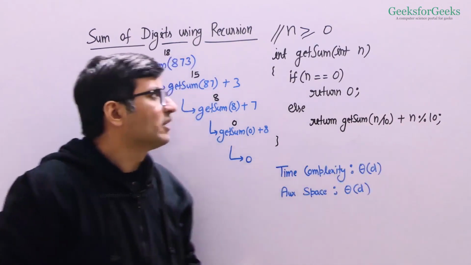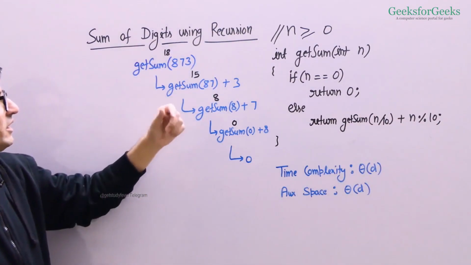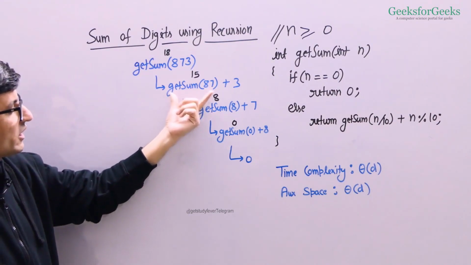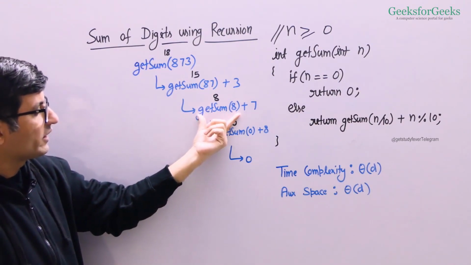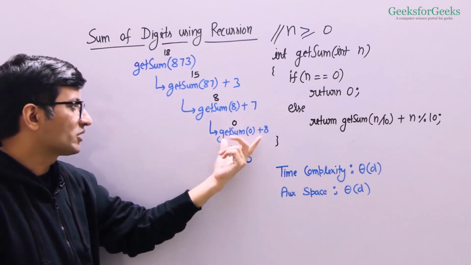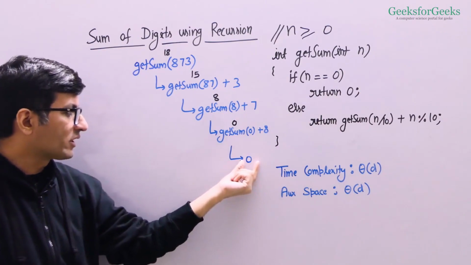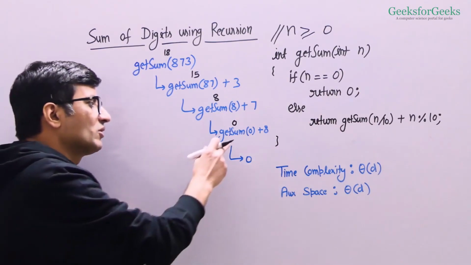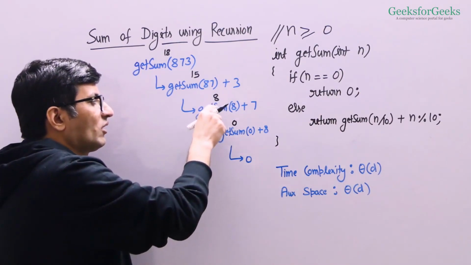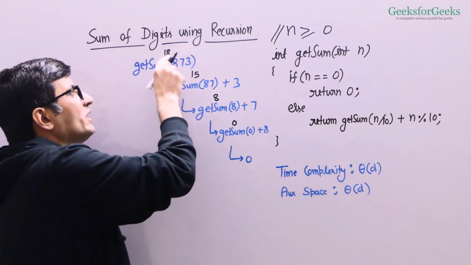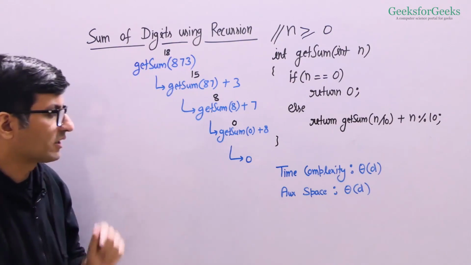So if you're calling it for 873, it's going to make a recursive call for 87, and then this 87 is going to make a recursive call for 8, and this 8 is going to make a recursive call for 0. And this 0 recursive call is going to fall into the base case and it's going to return 0. So when it returns 0, 0 is substituted here, and this call returns 8 and 8 is substituted here. So we get 15 here, and here we get 15 plus 3, 18 as the return value.